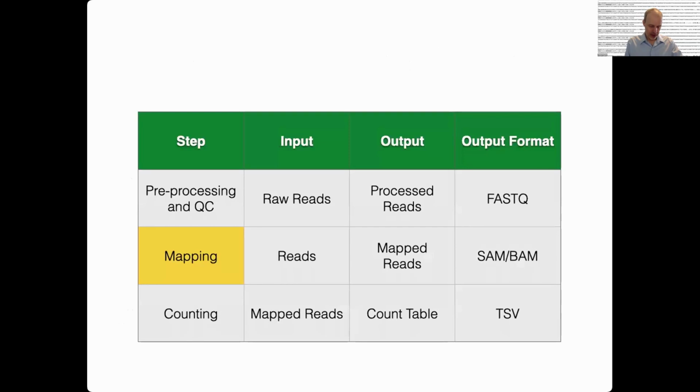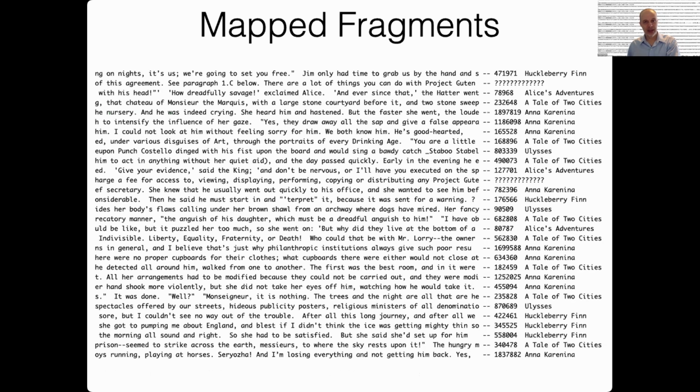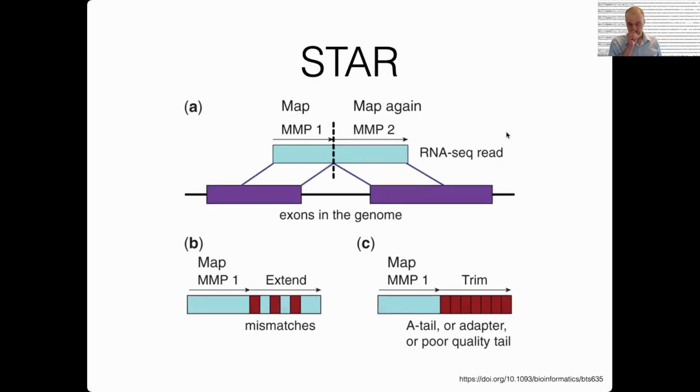So let's keep going. So that's trimming and filtering. And so let's talk about mapping. We've already seen mapping in our library example, right? That's just taking this text and finding where it matches in the database. I gave the example that we're actually not only going to find the book that it matches, but also the specific location in the book. And so that is essentially what we're doing with the RNA-seq data.